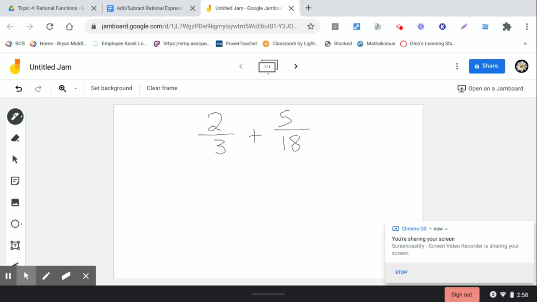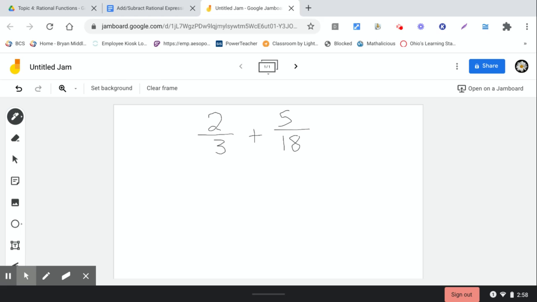Today we're going to talk about how to add and subtract our rational expressions. So before we do that, I just want to talk about how to add and subtract fractions in general. So we have this real simple one, 2/3 plus 5/18. And remember that if we want to add fractions, we have to have a common denominator.